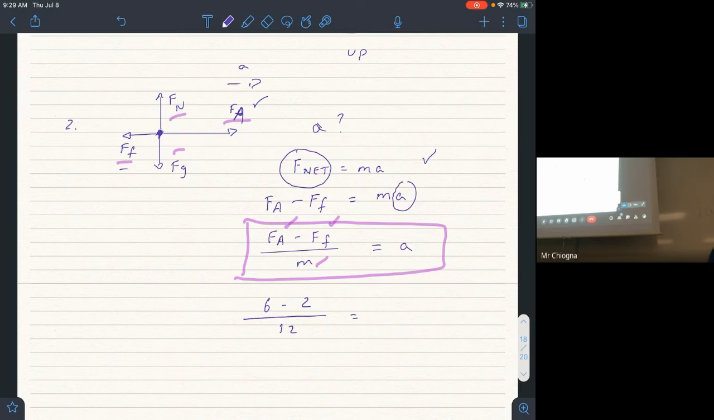So 4 over 12, so what's that? 1 over 3, 0.33. So this works out to be 0.33 meters per second squared. Notice the question is, what is the acceleration? There's no mention of magnitude.